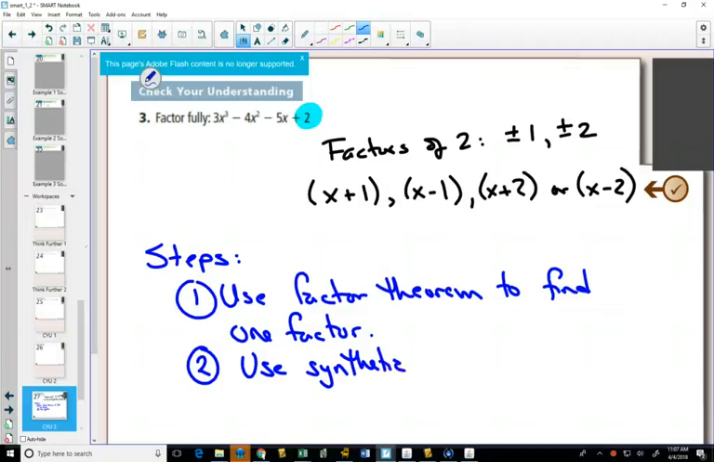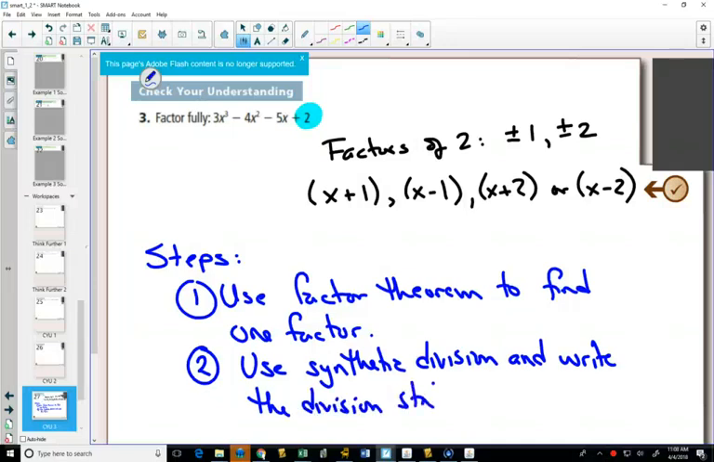After we find one that works, you're going to use that one that works, use synthetic division, and you're going to write the division statement. And your division statement, remember that's that P equals dq plus r. But there will be no r in this case because there's no remainder. If it's a factor, the remainder is 0. So you're going to write your division statement after using synthetic division with the one factor that worked.